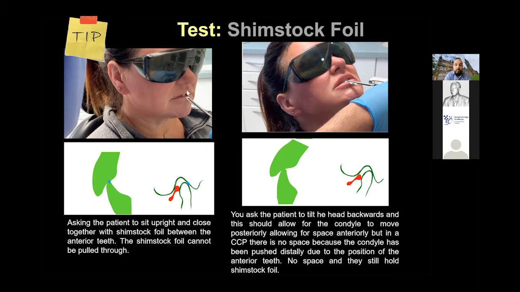The patient can catch the shim stock between the teeth there, so we can't pull it through. Then we change the patient's head position, tilting it backwards, and we see if the shim stock is still held between the teeth. This patient has this constricted chewing pattern, or no freedom in centric, because even changing the position of the condyles didn't change the contact points here. So the patient has a very close contact between the anterior teeth, in other terms.